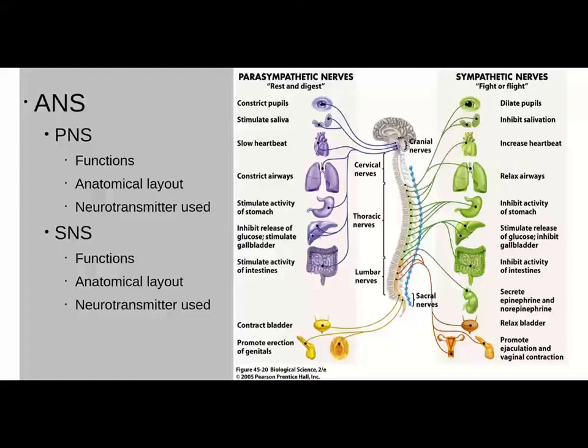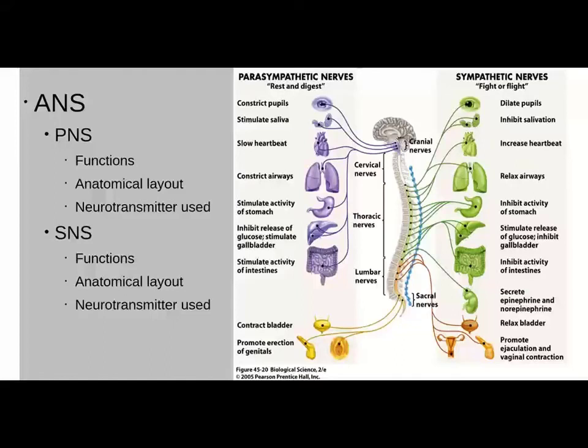So we have a first neuron that goes from the central nervous system to the ganglion. Let's call that the preganglionic neuron. And then we have a second neuron that runs from that ganglion to the organ that it is going to innervate. Let's call this the postganglionic neuron. So in the PNS and the SNS, we have a preganglionic neuron that arises in the central nervous system and a postganglionic neuron that arises at the ganglion.